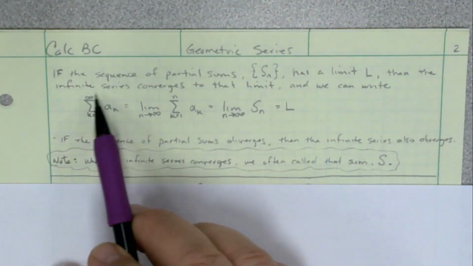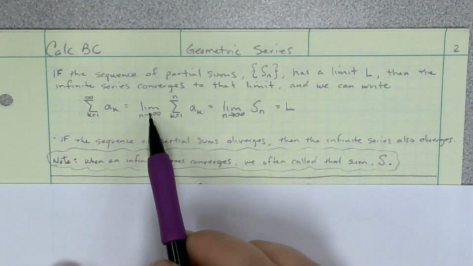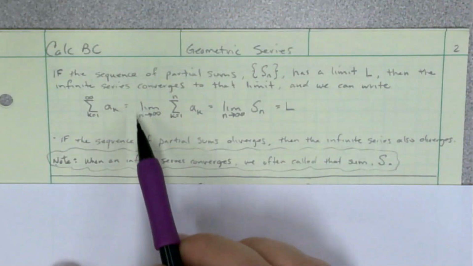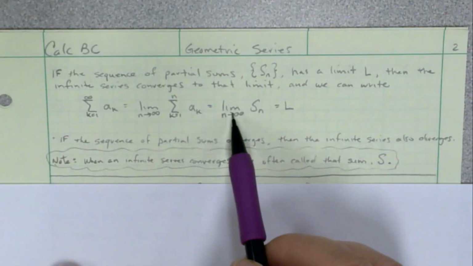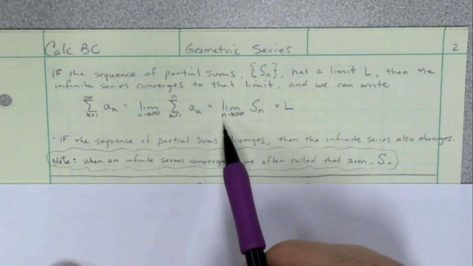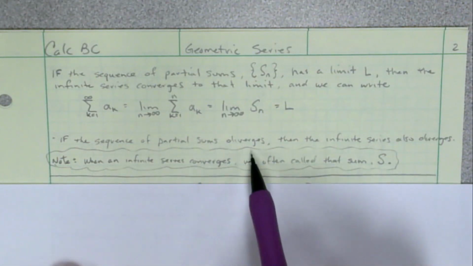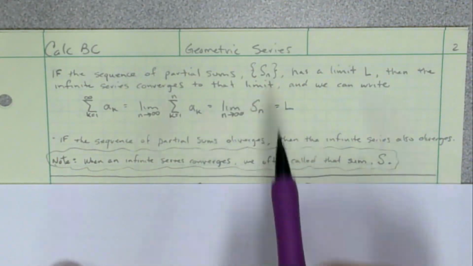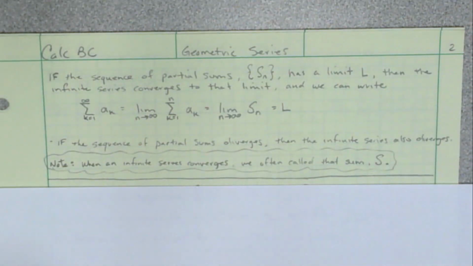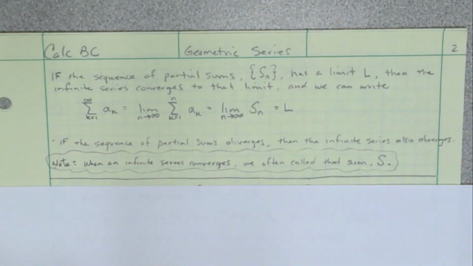So here is the sum of a sequence. If I take the limit of that as n goes to infinity, then that will equal the limit of the partial sums of that sequence, and that's equal to L. If the sequence of partial sums diverges, then the infinite series also diverges. So if those partial sums did not settle in on a number, did not equal a limit, then the series itself does not equal a limit either, and it also diverges.